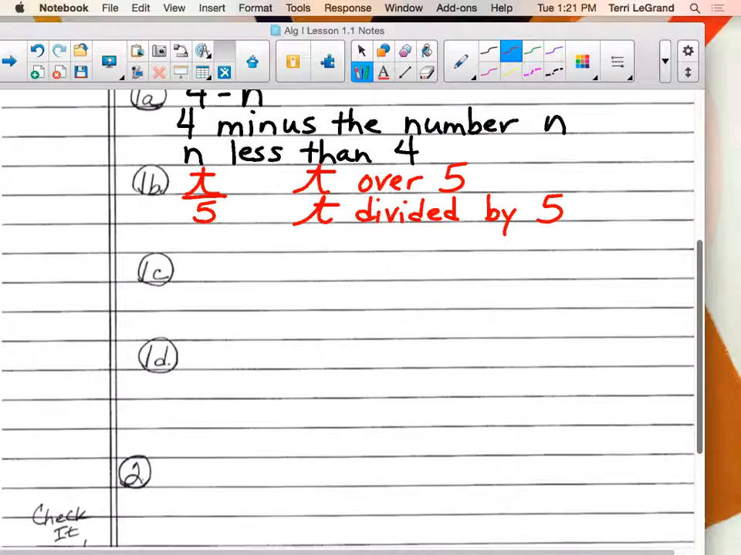Okay, 1C. Let's see, what is that one? Okay, here it is. There's our algebraic expression. How can we write that as a word phrase? Okay, write down 2. Go ahead. Just do it. You pick your own 2. I'm going to pick my own 2.